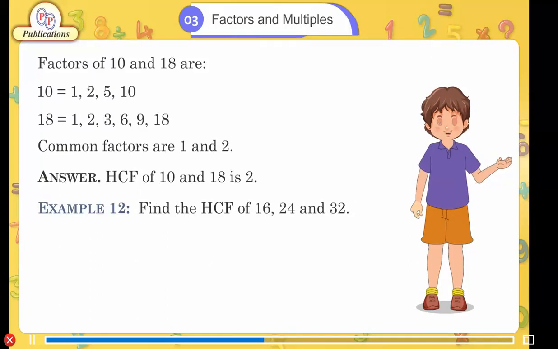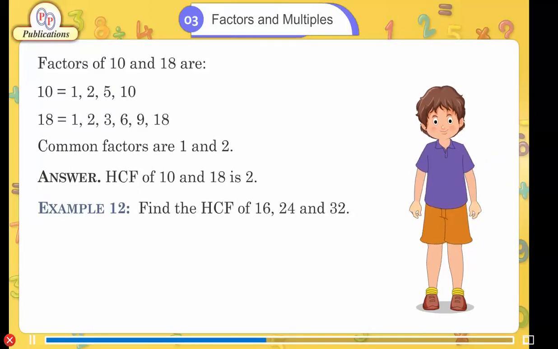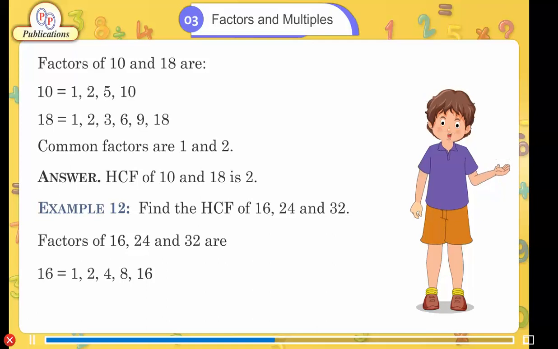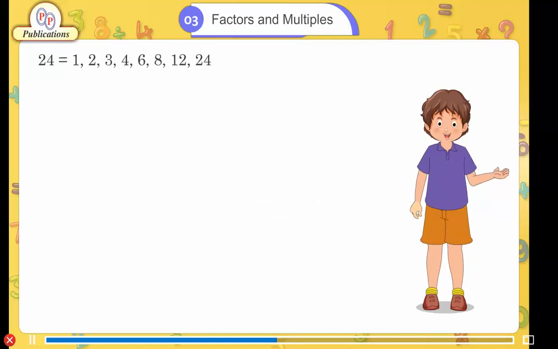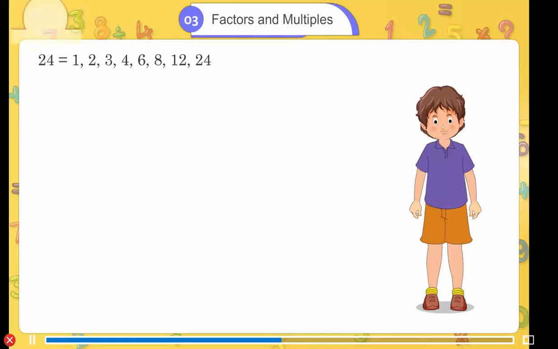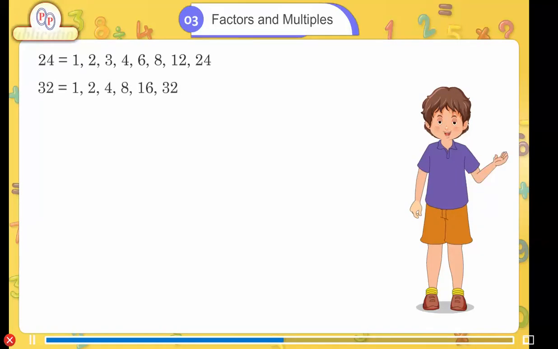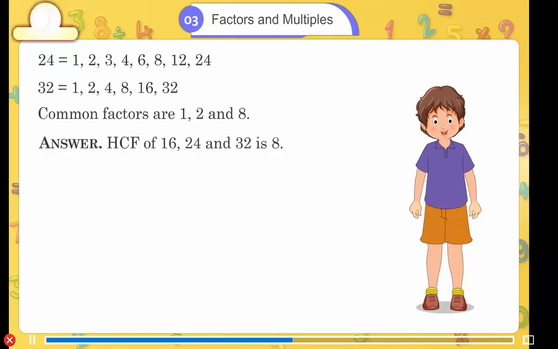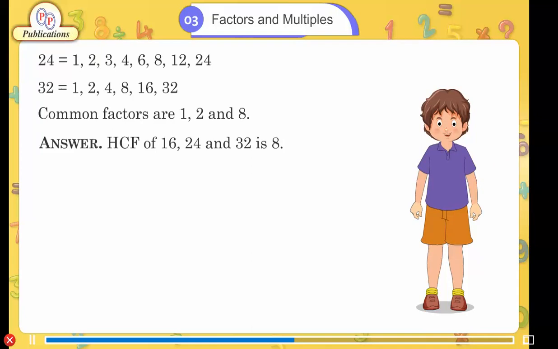Example 12. Find the HCF of 16, 24 and 32. Factors of 16, 24 and 32 are: 16 is equal to 1, 2, 4, 8, 16. 24 is equal to 1, 2, 3, 4, 6, 8, 12, 24. 32 is equal to 1, 2, 4, 8, 16, 32. Common factors are 1, 2 and 8. Answer, HCF of 16, 24 and 32 is 8.